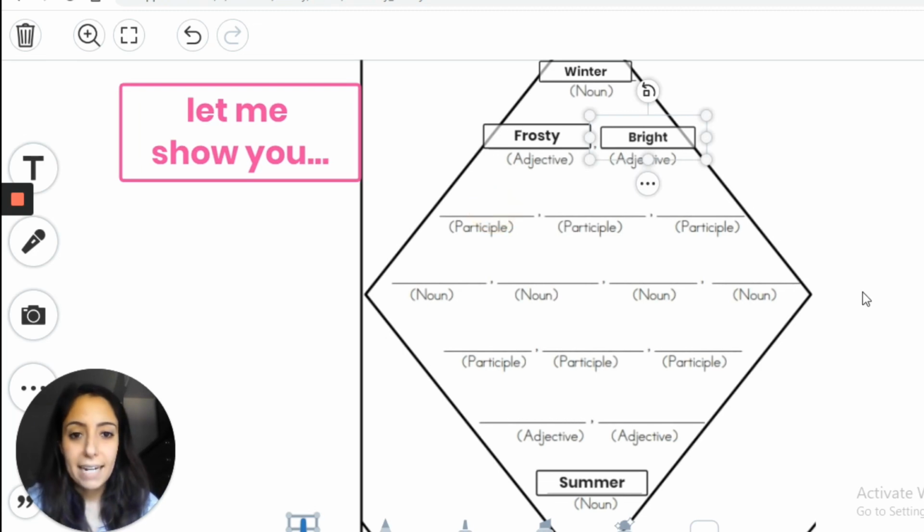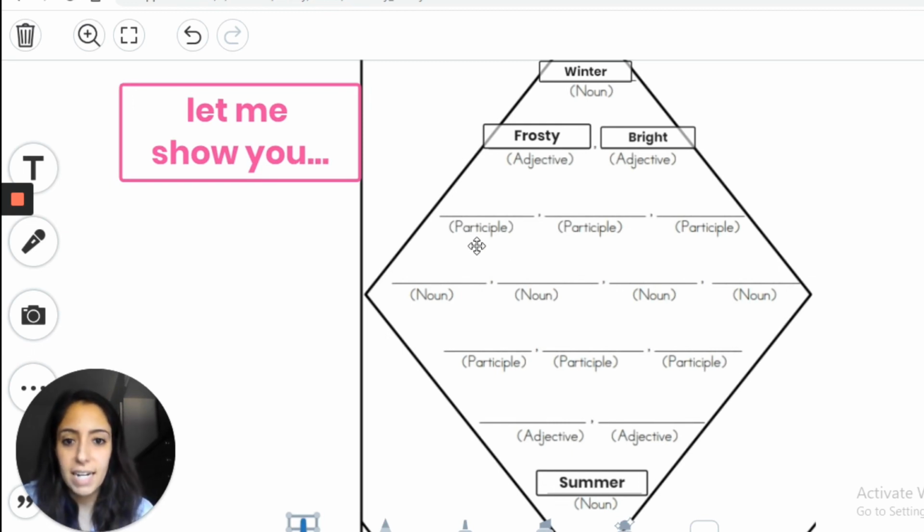Remember that I told you in line 3, you need verbs, and verbs are actions. So it says participle underneath that. That just means a verb that ends in ing. So a verb that ends in ing is a participle. We talked about how verbs are actions. So now I need just thinking 3 things, so actions that I would do in winter that end in ing.